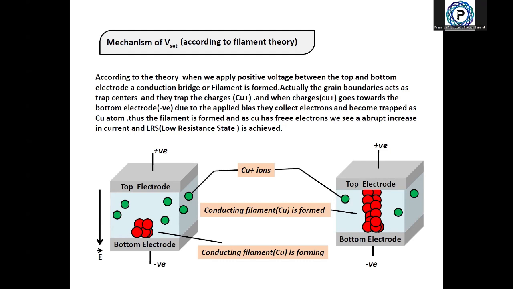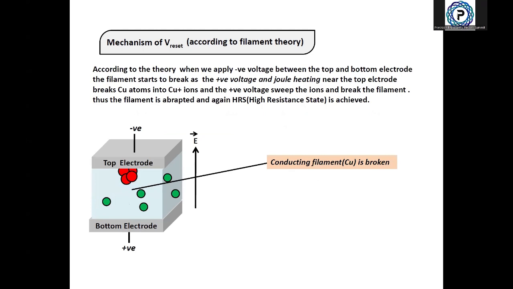Now there is a very interesting thing. As we can see, we have a bridge of copper atoms, a filament of copper atoms, and these copper atoms have a very large number of free electrons. So the conductance rises abruptly. That's all. This is the mechanism of V set. Now the opposite mechanism is V reset.